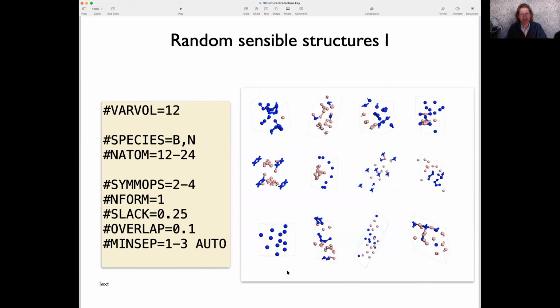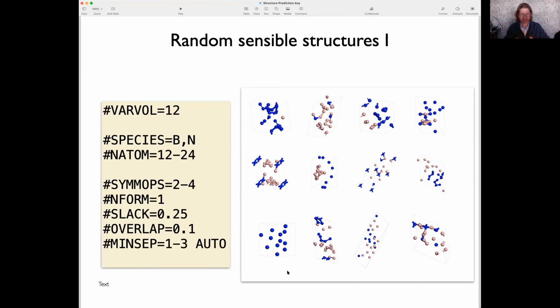So just quickly here, on the left-hand side is a snippet of an input file for boron nitride for AIRSS. On the right-hand side are what these random structures look like. They're kind of random sensible structures. They're not completely random in the sense that we don't let atoms go exactly on top of each other.